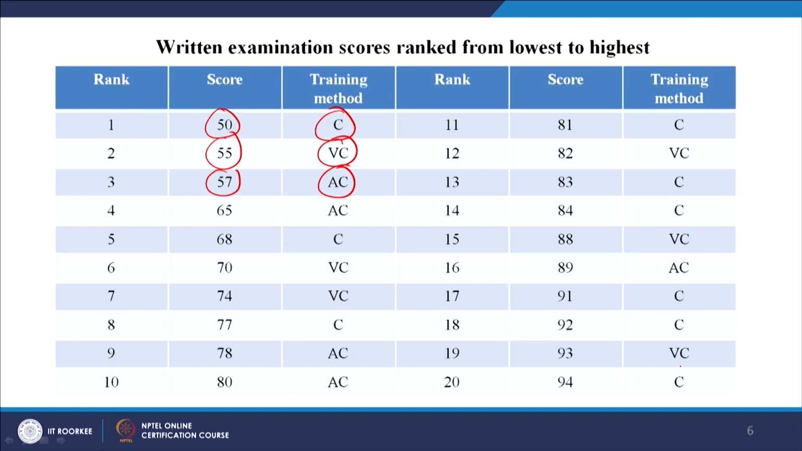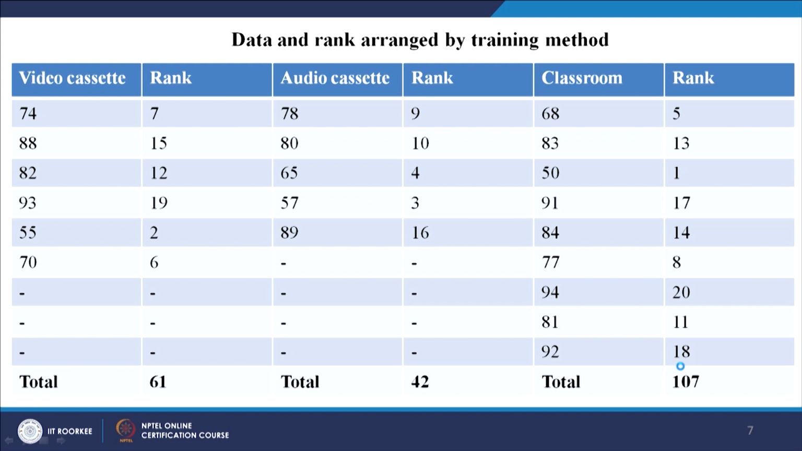Once the ranks are given, we arrange them. For video cassette, what was the score of the student? Let us say 74, what is his present rank? It is 7. Somebody who scored 88, what is his present rank? 15. So, we have done it as per the method: video cassette, audio cassette and classroom. 82, under video cassette, his rank is 12. 93, 19. 55, 2, because he was the second person.